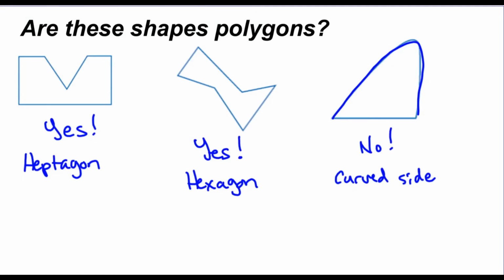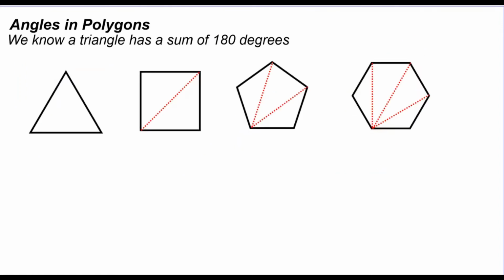So that's what a polygon is and how to determine if something is a polygon and name polygons by their sides and by their angles. Next, we're going to talk about angles in polygons. Well, we talked about triangles, and we know that a triangle has a sum of 180 degrees. All the angles add up to 180 degrees. So I know there is a grand total of 180 degrees in a triangle. But what about other polygons? How many degrees are there in other polygons?